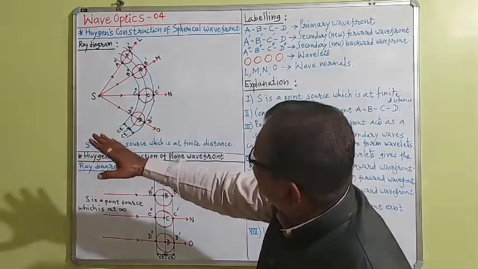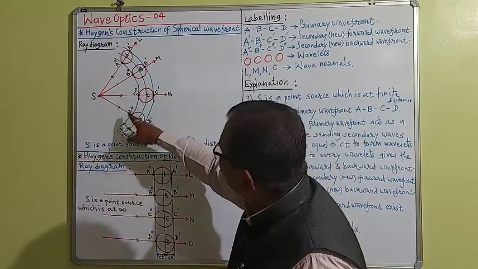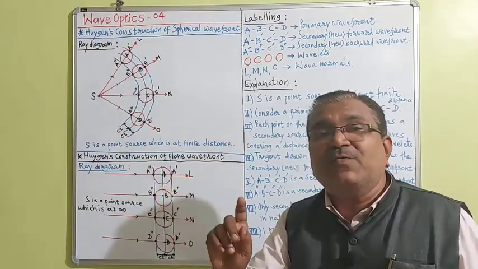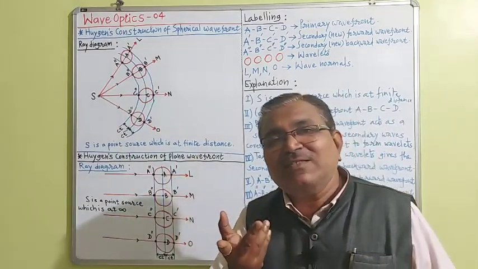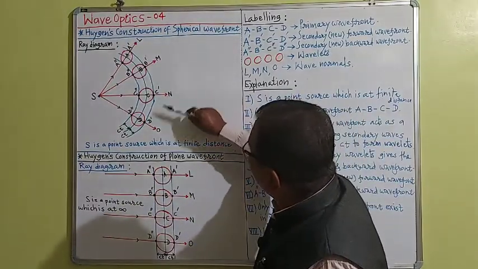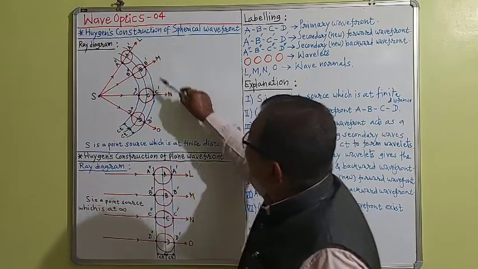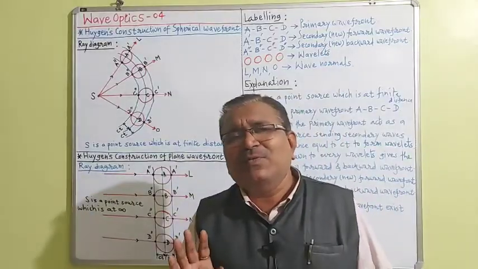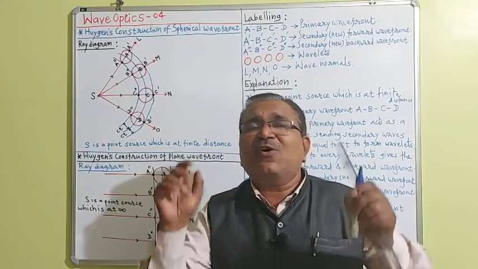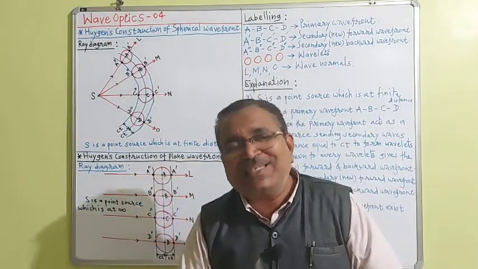But the backward wavefront A double dash, B double dash, C double dash, D double dash, the secondary backward spherical wavefront, does not exist in nature. And write down what is this LMNO. These are the wave normals. In this way, the explanation of construction of spherical wavefront is finished, dear student.